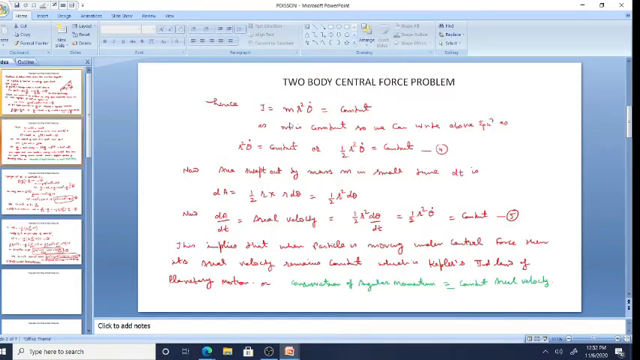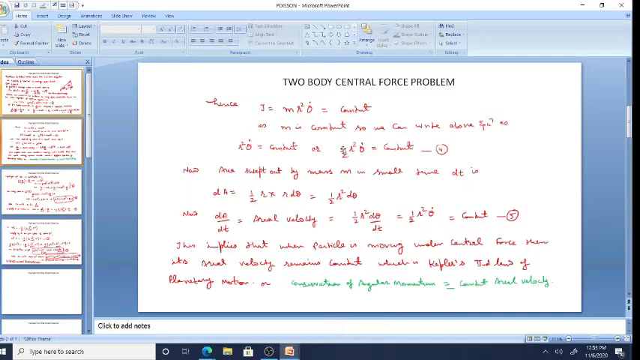Now as J is equal to m r square theta dot and it is constant, and the mass of the particle is not going to change, we can write r square theta dot is equal to constant, or we can write here 1 by 2 r square theta dot is equal to constant. When we multiply 1 by 2 to r square theta dot, it will not affect anything because it is equal to a constant quantity. So we can write r square theta dot equal to a constant, which is equal to 1 by 2 r square theta dot, and it is also equal to a constant. Let us say it is equation number 4.